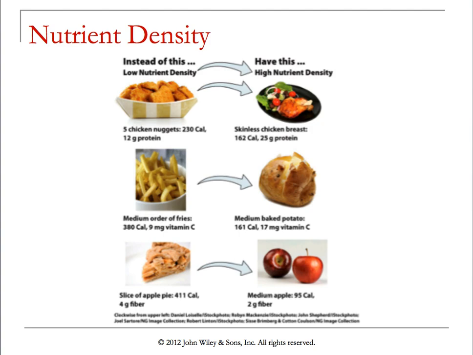In the last example given here, we have a slice of apple pie, which contains about 411 calories and 4 grams of fiber. Now, the example on the right is just a medium apple, but there's 2 apples there, so we're going to talk about 2 apples. And at 95 calories apiece, 2 apples would contain about 190 calories and 4 grams of fiber. So in this example, we have 5 grams of fiber in the apple pie compared to 4 grams of fiber in the apple. But in the apple pie, you have 411 calories compared to the 190 in the apple.